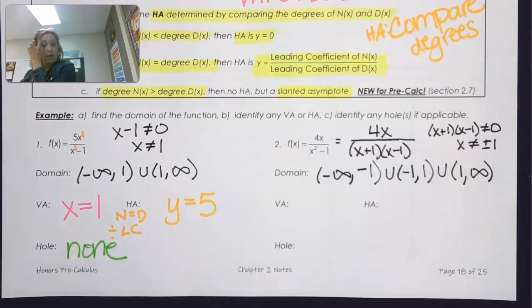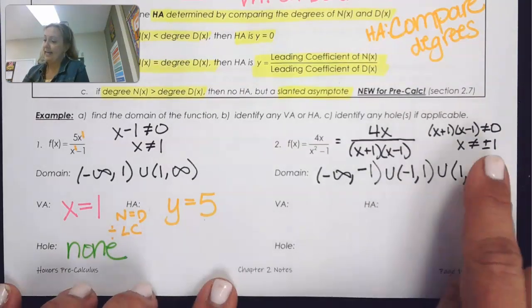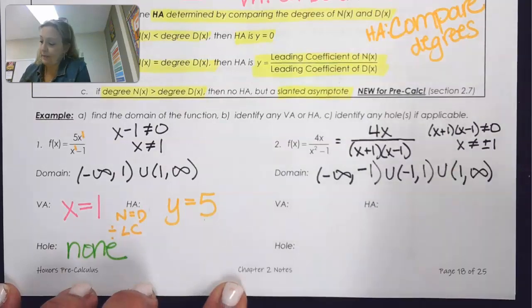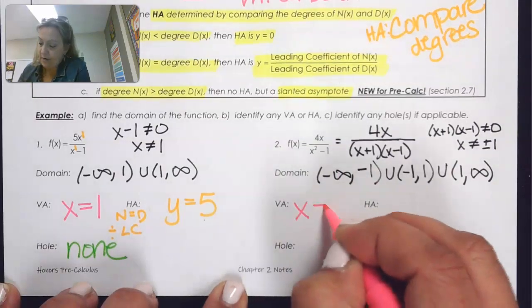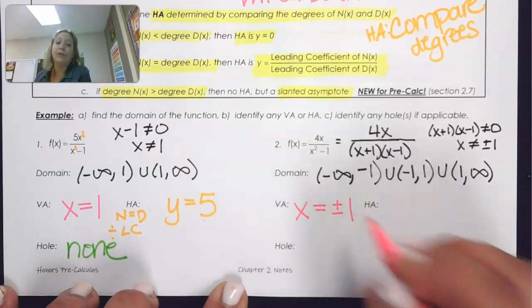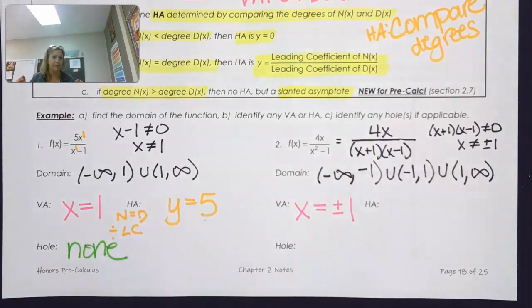Okay. For the vertical asymptote, I look, and I can see again that x cannot be 1 or negative 1. So those are going to be my 2 vertical asymptotes. And you can write them separately if that makes you feel better. x equals 1, x equals negative 1. Okay.